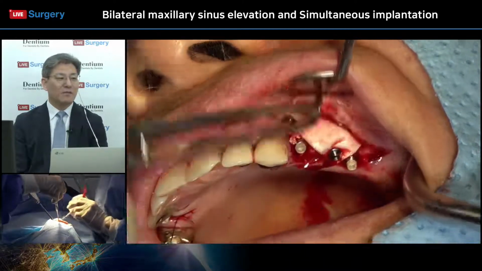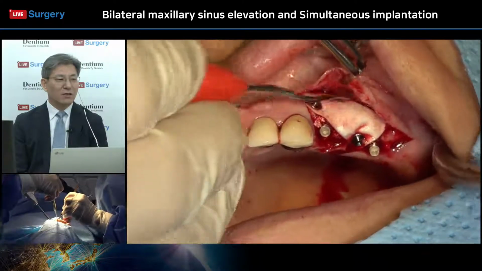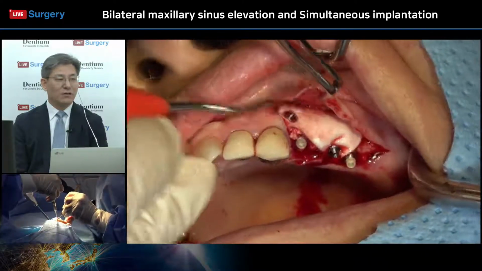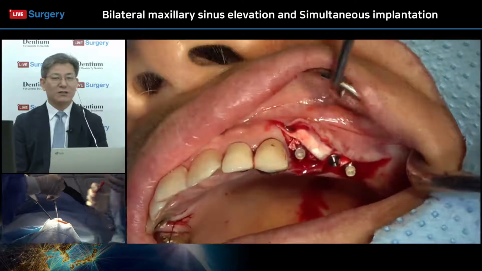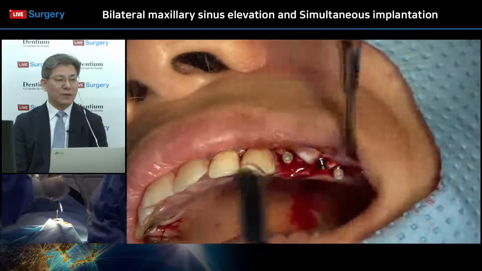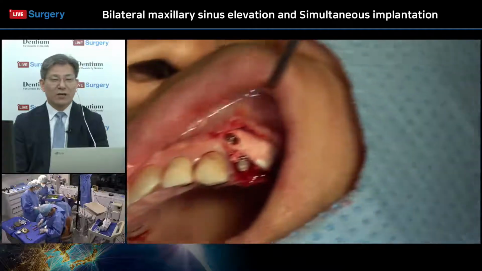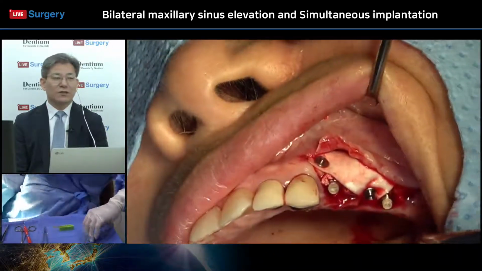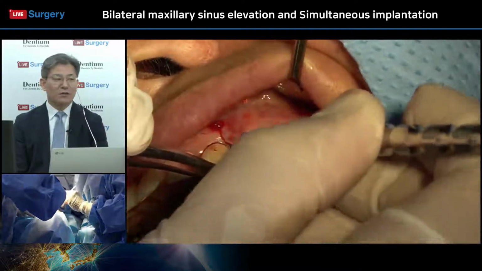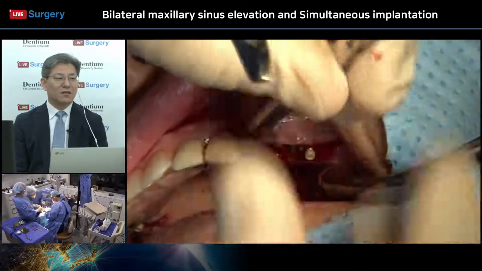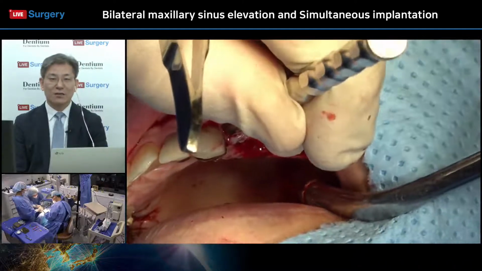But this time, Dr. Chung is showing this periodontal curette for the periosteal releasing incision, right? This releasing incision is a key. How can we cut the periosteum just underneath the overlying flap? It is a key point. So Dr. Chung is using this periosteal curette instead of the blade.